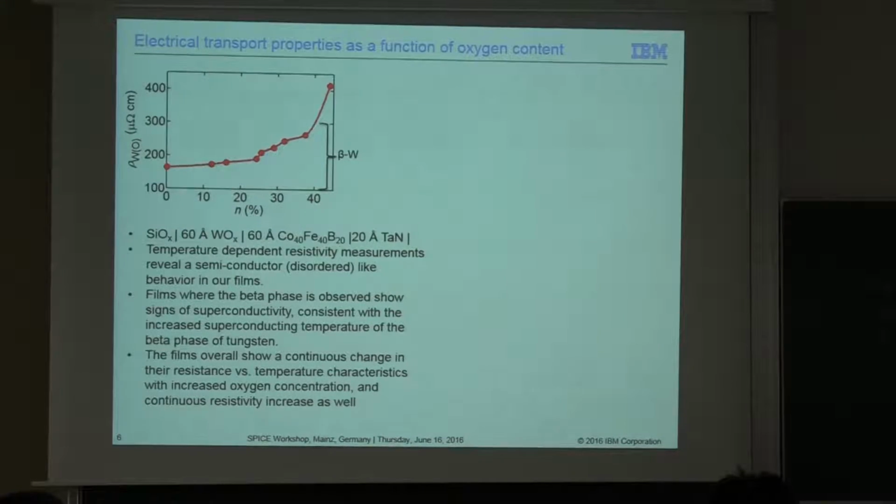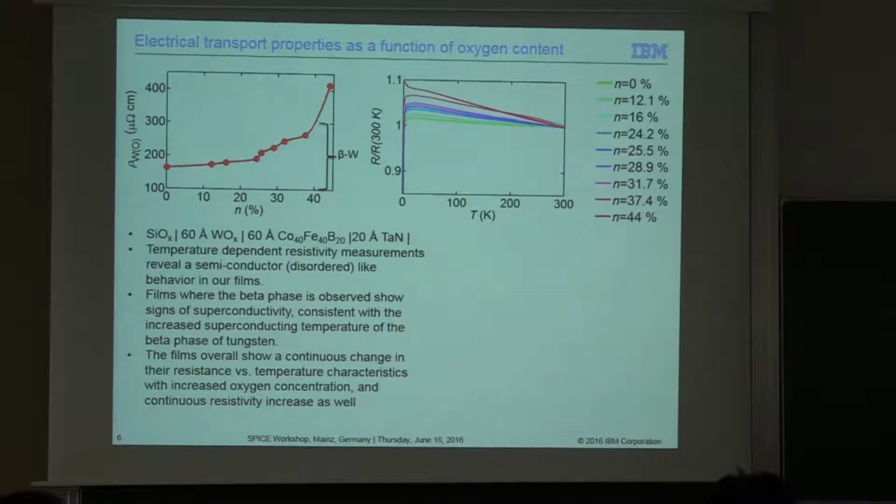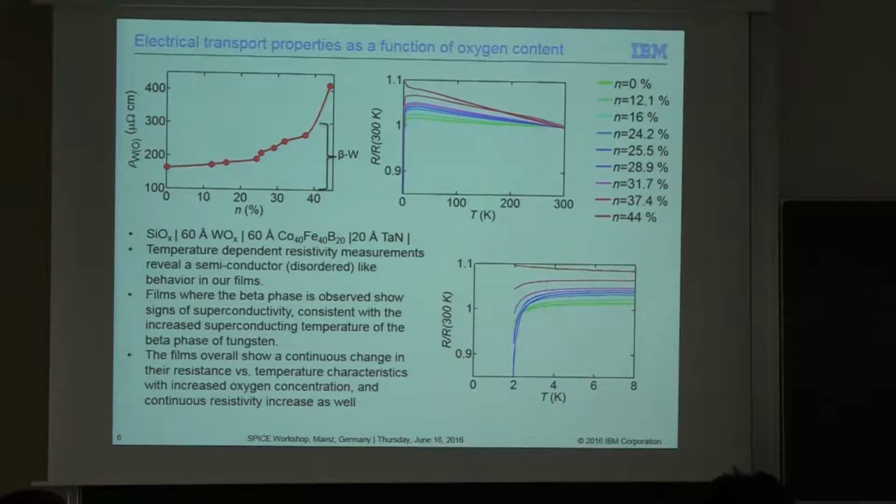And likewise, the resistivity also increases. If you look at the resistivity versus temperature, it shows actually kind of a disordered and semiconducting-like behavior. However, in the cases where we do stabilize the A15 phase, you see an enhanced superconducting transition temperature, which is characteristic of that A15 phase.